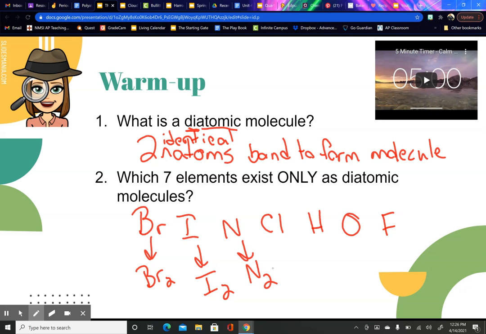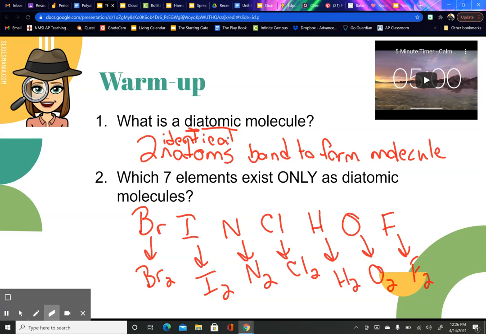And if they're in bonds, they don't have to have a 2 as their subscript. But if they are alone, if they are in isolation, they will always be in pairs. So that's what a diatomic molecule is. And these 7, Brinkelhoff, are going to be all of the elements that exist as pairs if ever left alone in nature. So this is how you'll actually see them.